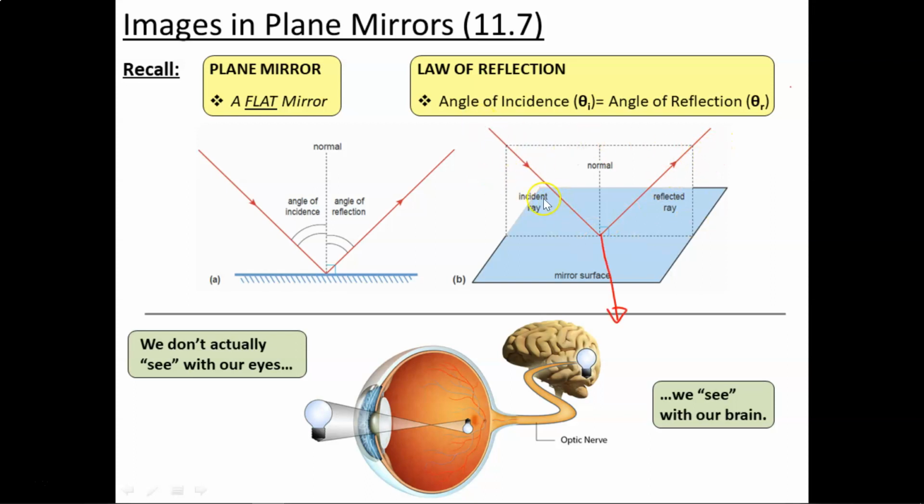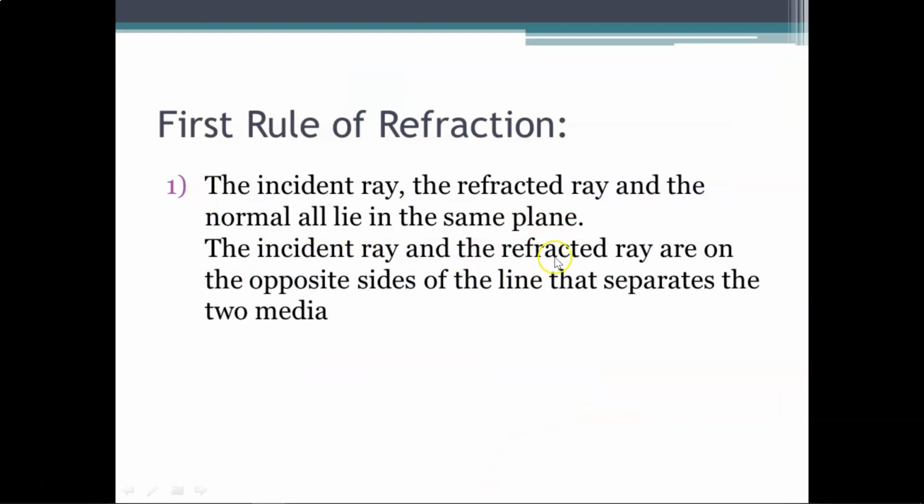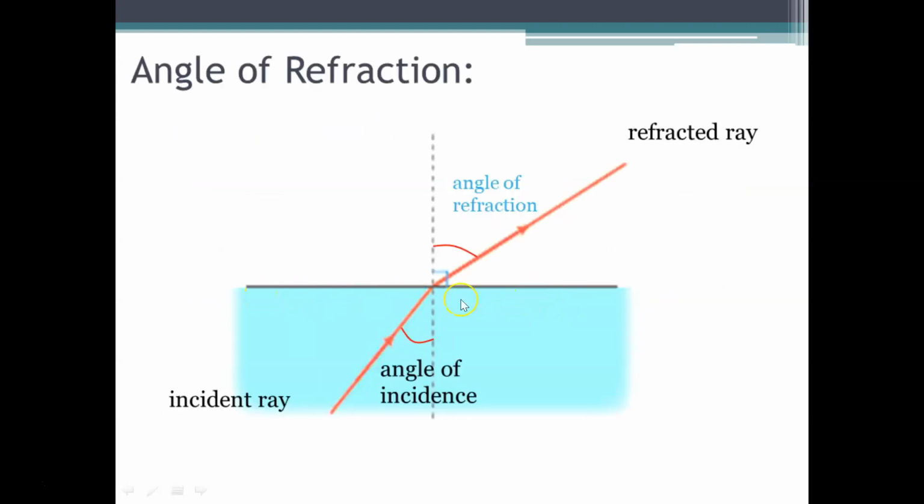Well, the same goes for refraction. When the incident ray comes in through one medium and it goes into the water, for instance, it must stay in the same plane. It's not going to go refracting in and then refracting out in a weird angle. It's always on the same flat plane. Furthermore, the incident ray and the refracted ray are on opposite sides of the line that separates the two media. So that line that separates the two media we call the phase boundary.